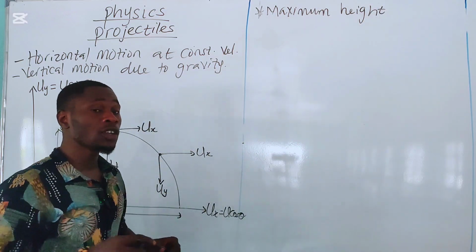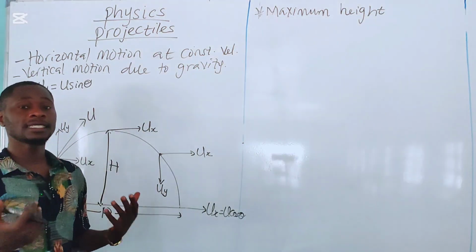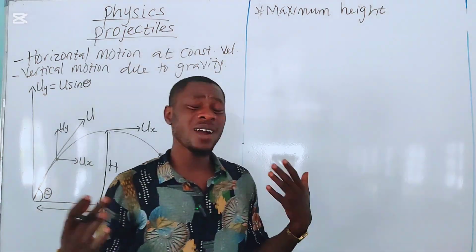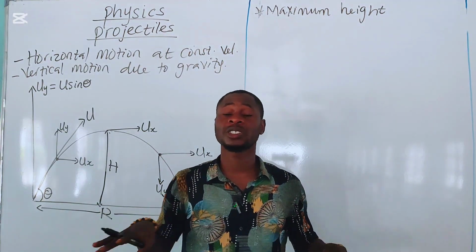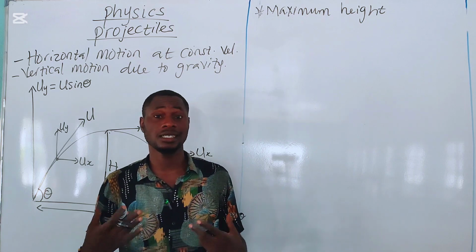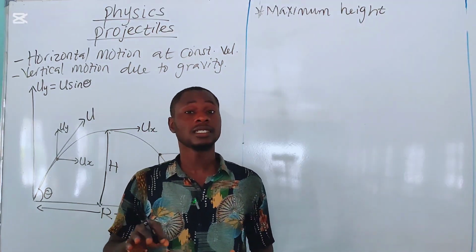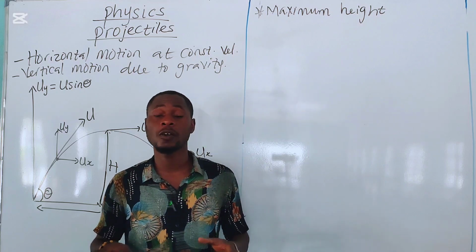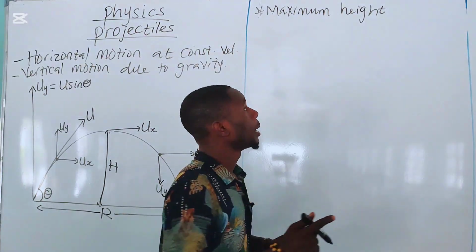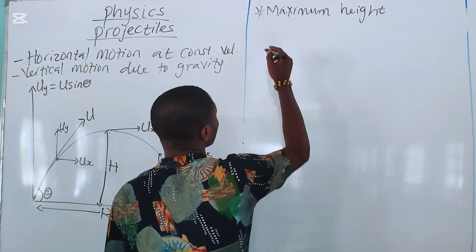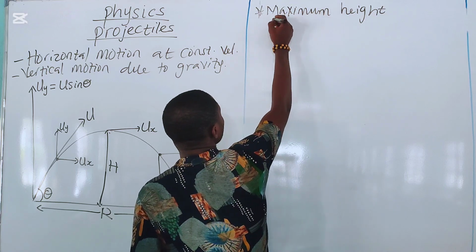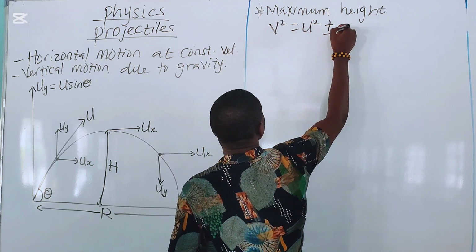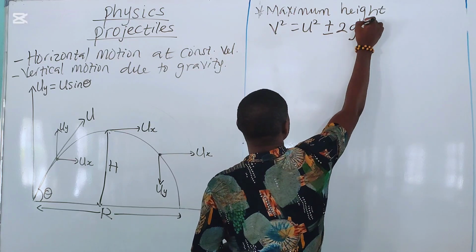Okay, so to obtain an equation for the maximum height, let's still make reference to our equations of motion under gravity. Now, why are we always making reference to equations of motion under gravity? Because a projectile is still an object that is under the influence of the gravitational force or field of the earth. So, from our third equation of motion under gravity, we know that v square is equal to u square plus or minus 2gh.